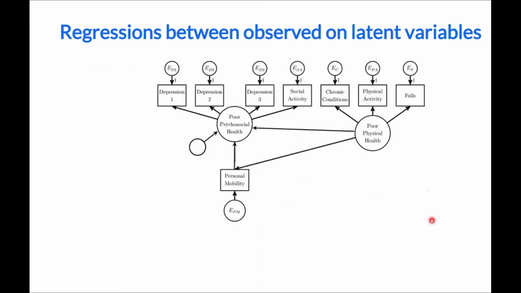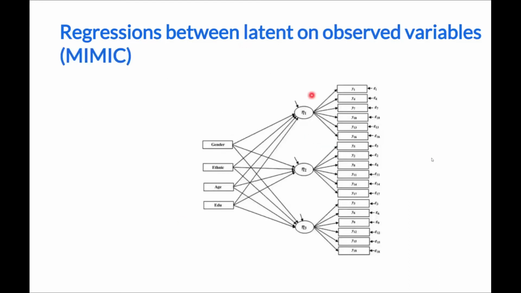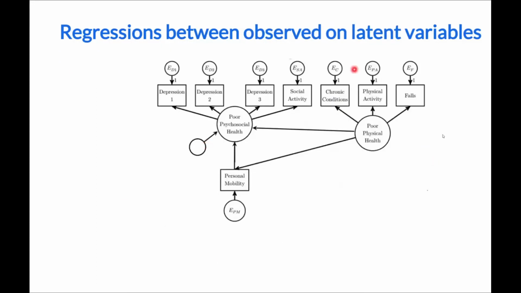Another option that we can use in this case is, for example, latent variable predicting observed indicator. That is another way to think about this, and here, as we can see, it's not only a regression. Here we have more complex associations. For example, this is a kind of mediation analysis in which poor physical health is connected with poor psychosocial health through personal mobility. This is an example that we can find in Bollen's text about structural equation modeling.